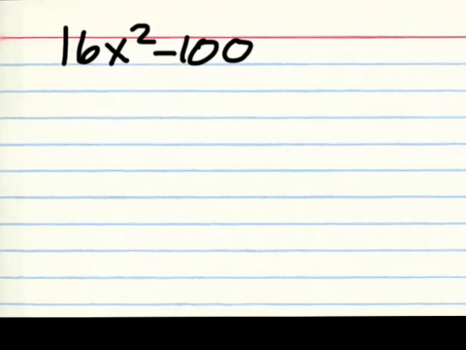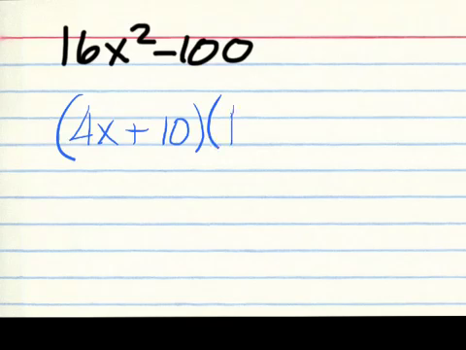The square root of 16x squared is 4x, and the square root of 100 is 10. So 4x plus 10, and then 4x minus 10.